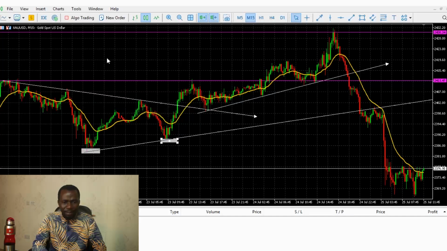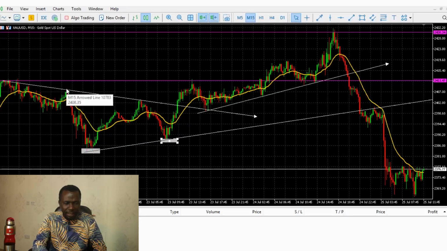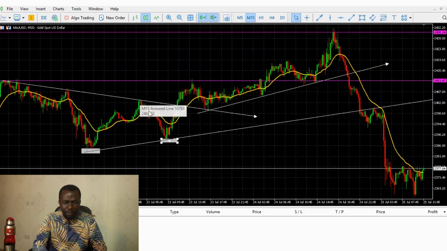So you can see that I'm clearly trading on the 15-minute time frame. This is the 15-minute time frame, right? As a day trader, I'm trading on the 15-minute time frame. So each time price makes a pullback to the trend line, I'll take a sell trade, right?